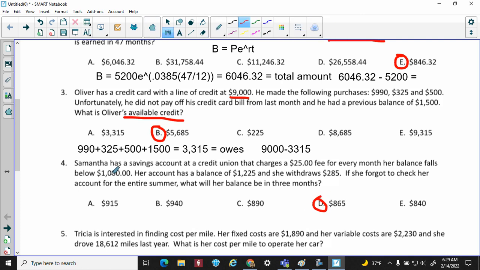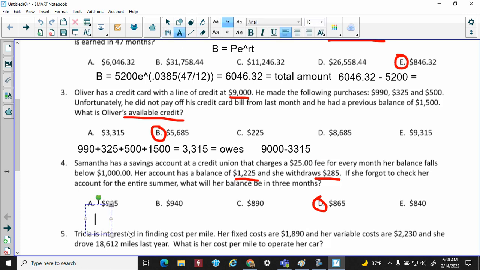Samantha has a savings account at a credit union that charges $25 for every balance that falls below 1,000. Her balance is this, and she withdraws that. Okay. So let's do some work here. We start off with 1,225. She's making a withdrawal, so we're taking out 285. When we do that, we get 941, which obviously is less than 1,000, so she is going to be deducted.